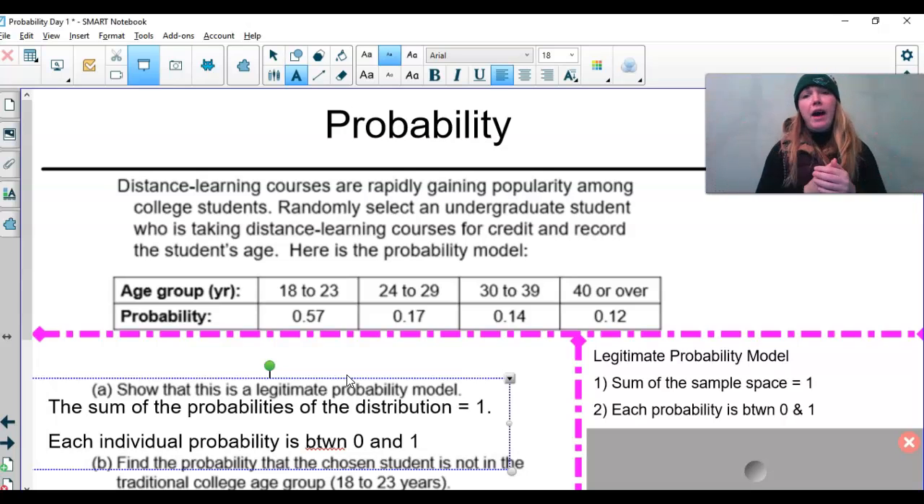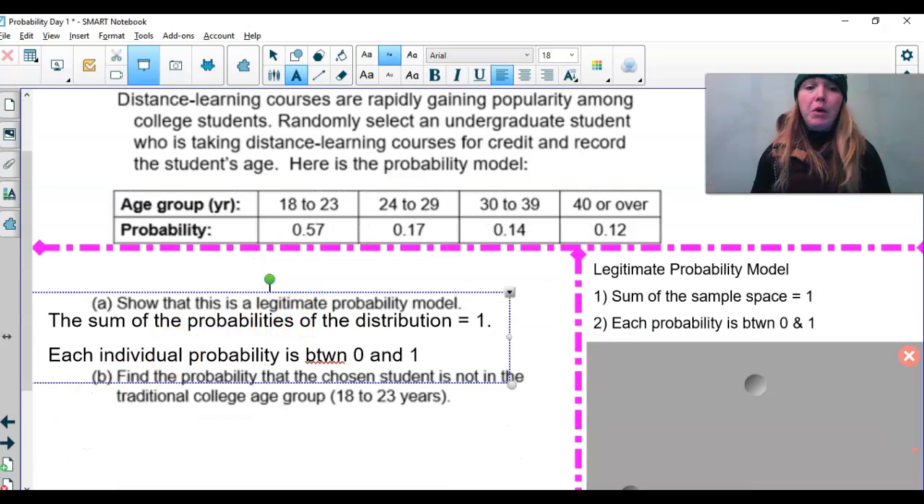Now, FYI, on a worksheet or a test, you may be asked if it's a legitimate probability model, and you'll notice that a probability doesn't make sense. For example, they might talk about a deck of cards, and they may say the probability that you get a red card is 3/4 and a black card is 1/4. That's not appropriate for an actual legit deck of cards. However, because the probabilities add up to 1 and each probability is between 0 and 1, it's considered legitimate. All right, let's keep going.